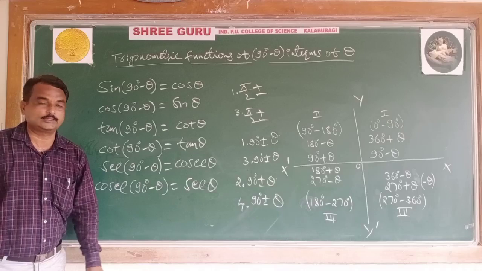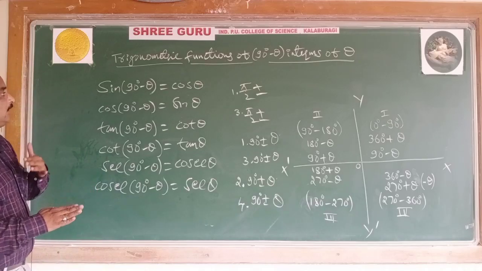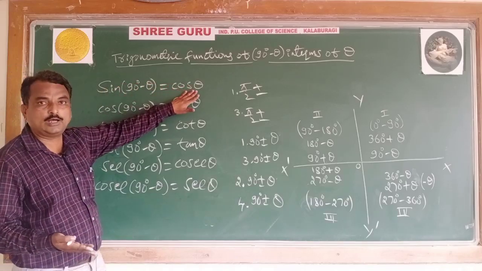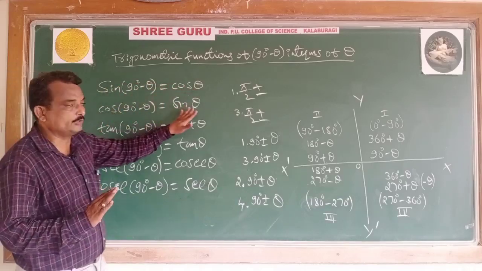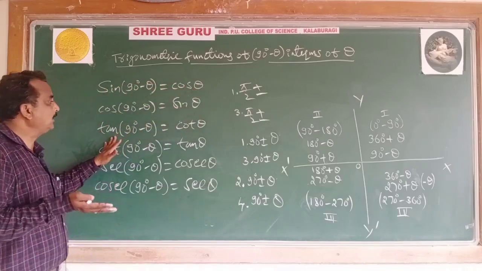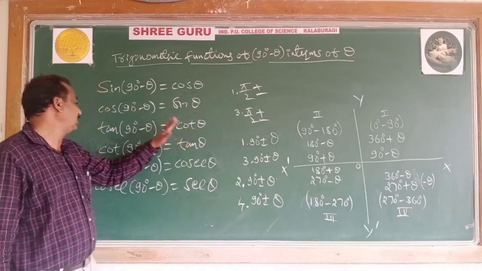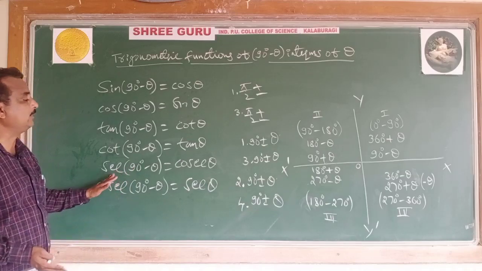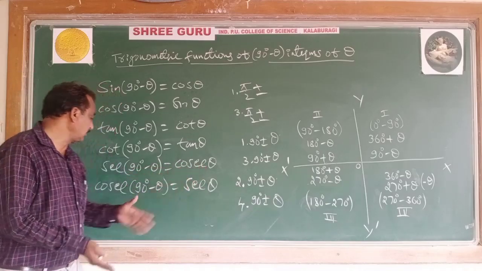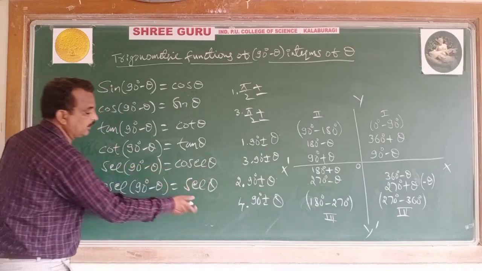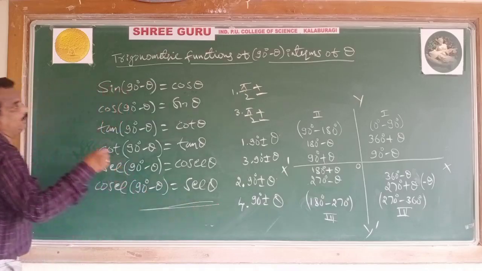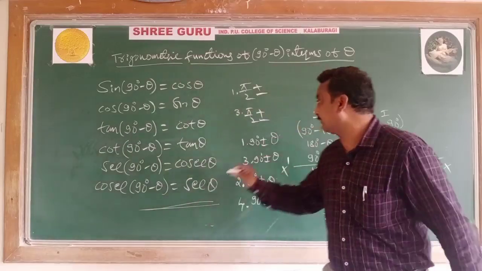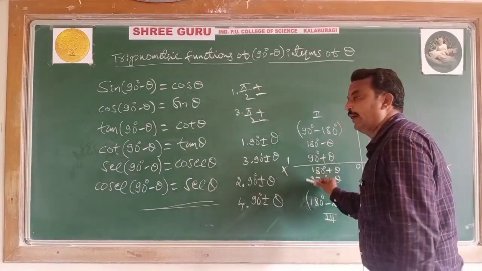So this is about 90 degree minus theta. The trigonometric functions of 90 degree minus theta: sin 90 minus theta changes to cos theta. Cos 90 minus theta changes to sin theta. Tan 90 degree minus theta changes to cot theta. Cot 90 degree minus theta changes to tan theta. Sec 90 degree minus theta changes to cosecant theta, and cosecant 90 degree minus theta changes to secant theta. So these are the allied angles. You have to write the remaining allied angles.